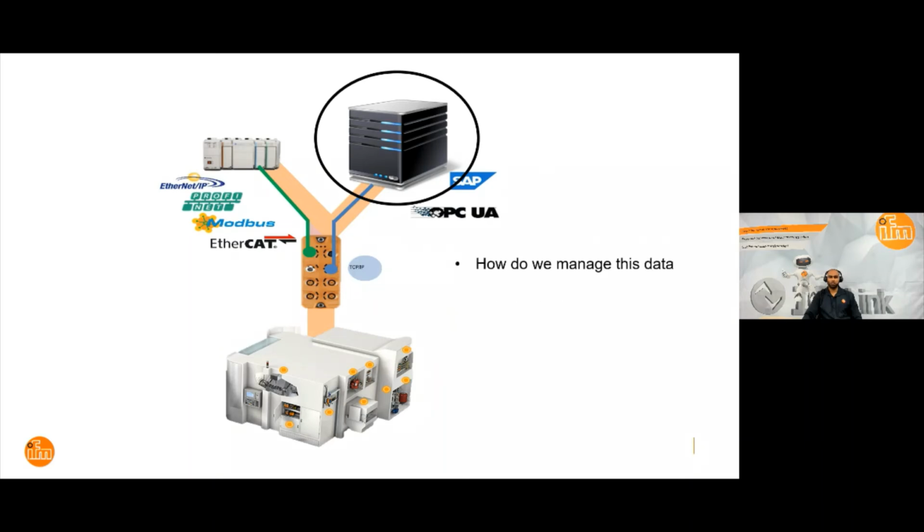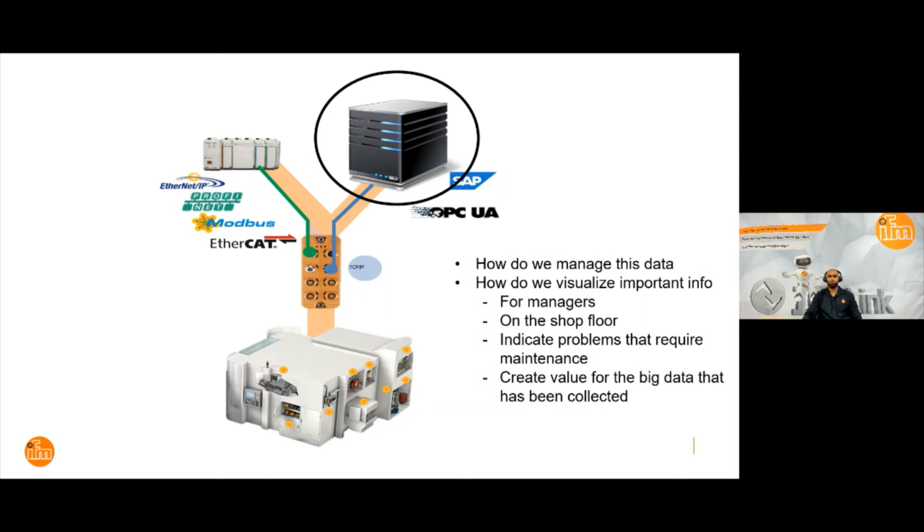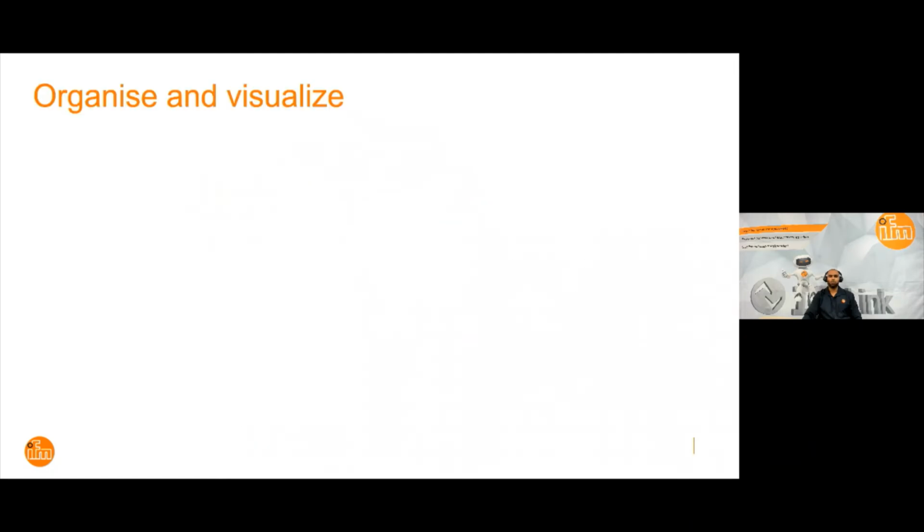But how do we manage this data? How do we actually visualize important information in order for us to make a decision? And how do we indicate problems that require maintenance? The next part we're going to look at is organizing and visualizing this data. Now that we have established what data we require, what sensors we can use, and how to carry the data, we need to interpret the data, visualize it, and make an informed decision.